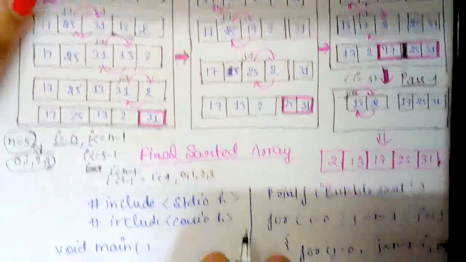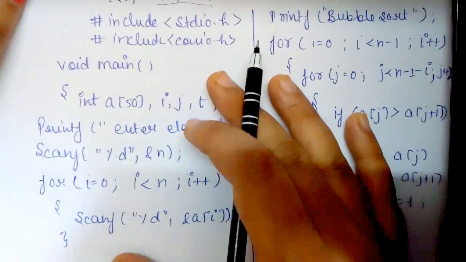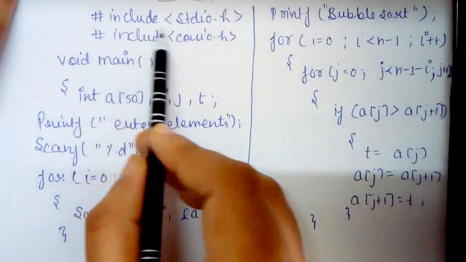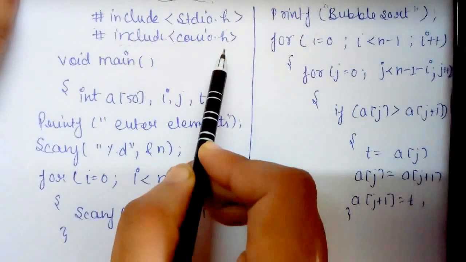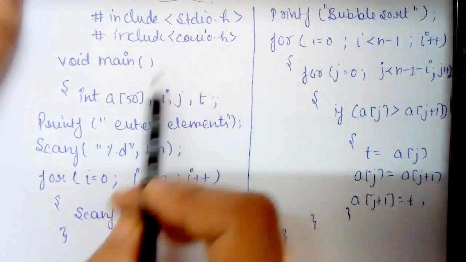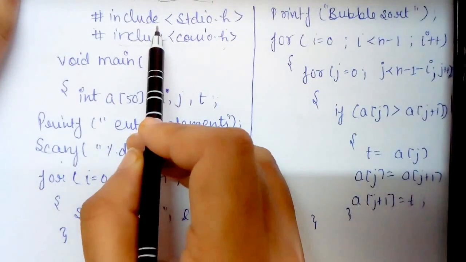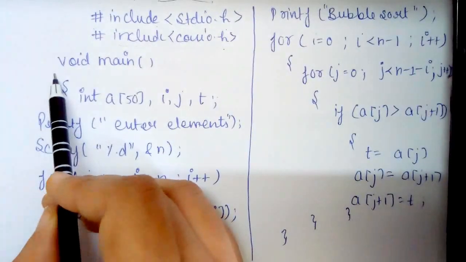Okay, now you can see the program. First of all, you will include all the header files so that you can use the printf and scanf functions, because the printf and scanf functions are included in these files only. Now you will start with the main body.